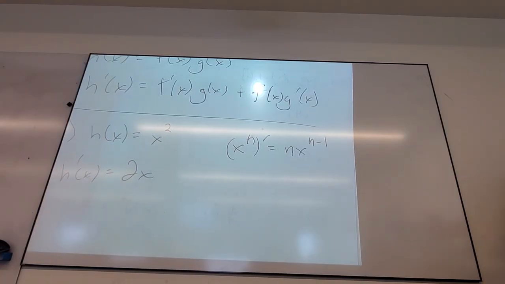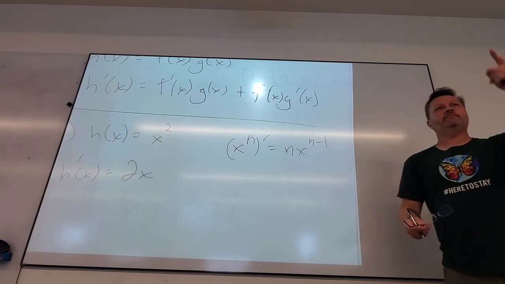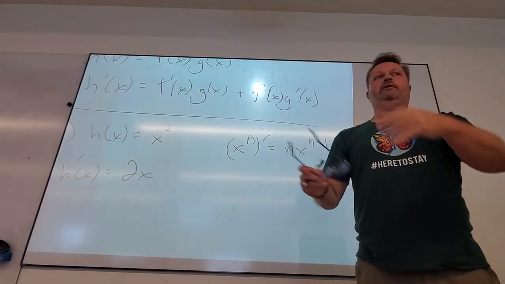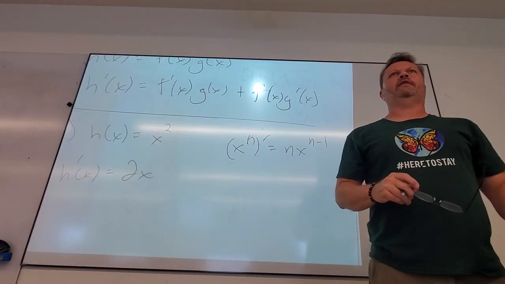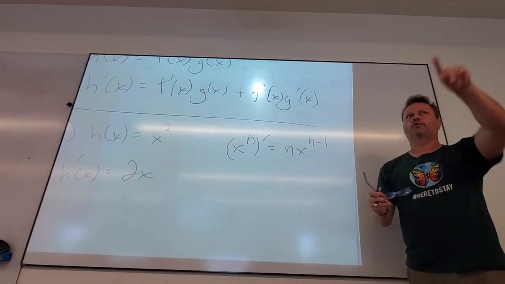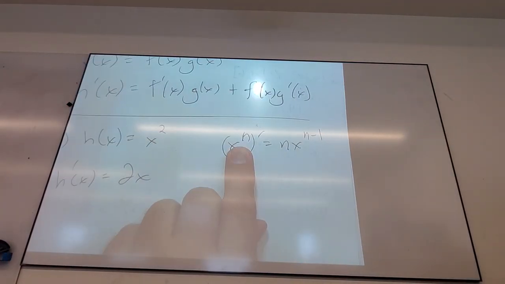Somebody didn't just tell us that. We developed that. It's a shortcut. We noticed a pattern and we said, oh, it's always going to be this. So then I can build off of that. I don't have to use the limit definition anymore for things I can put in this form.